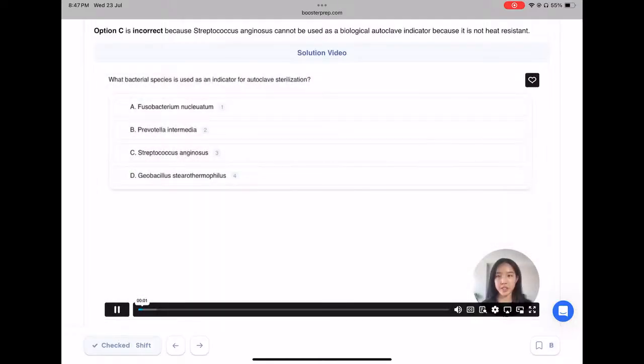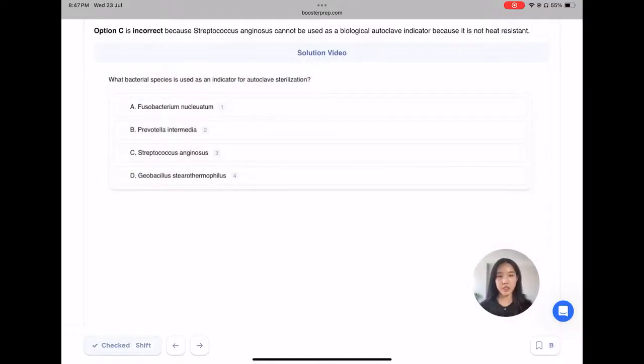What bacterial species is used as an indicator for autoclave sterilization? So autoclave sterilization is typically used for critical instruments, which are those that can penetrate oral mucosa and have a high risk of transmitting bloodborne diseases. Their purpose is to kill not only all viruses and bacteria, but also bacterial spores. So this is the highest method of decontamination that is used.